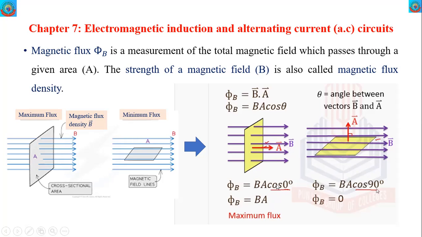When the angle is 0, cos 0 is 1. So BA, or magnetic flux, is equal to magnetic field strength times area, that is simply BA. This is the maximum flux condition.